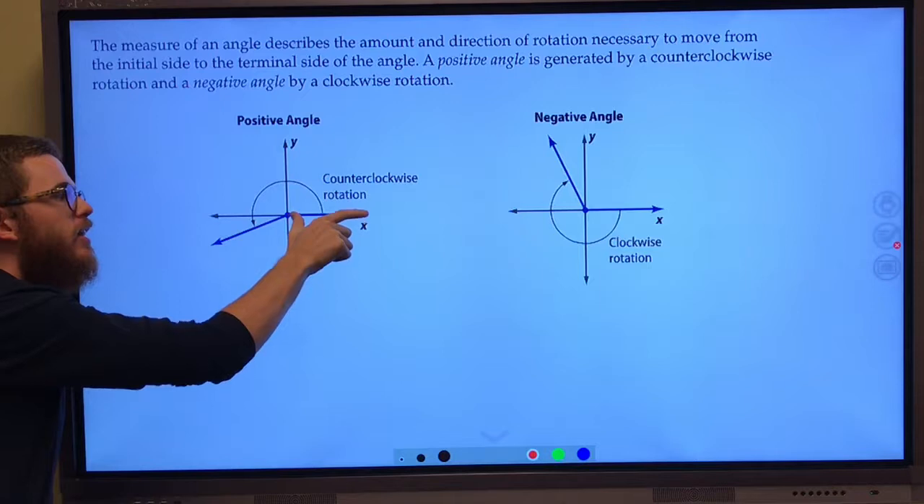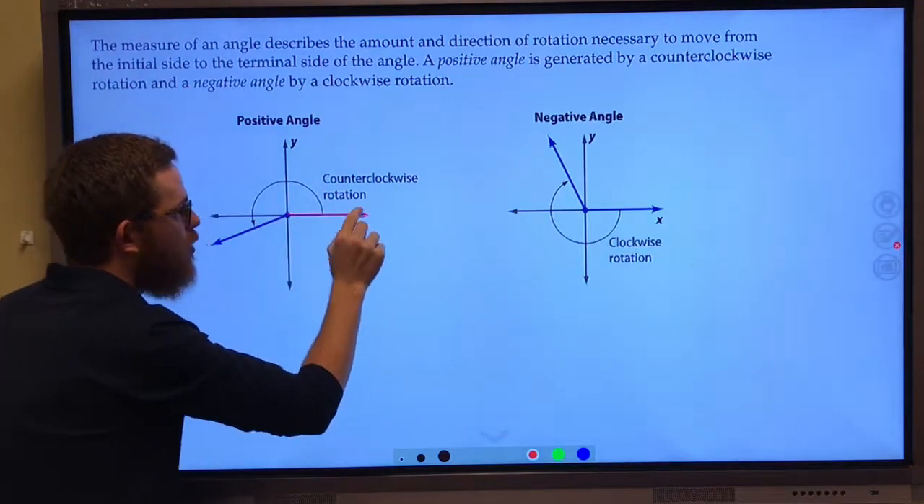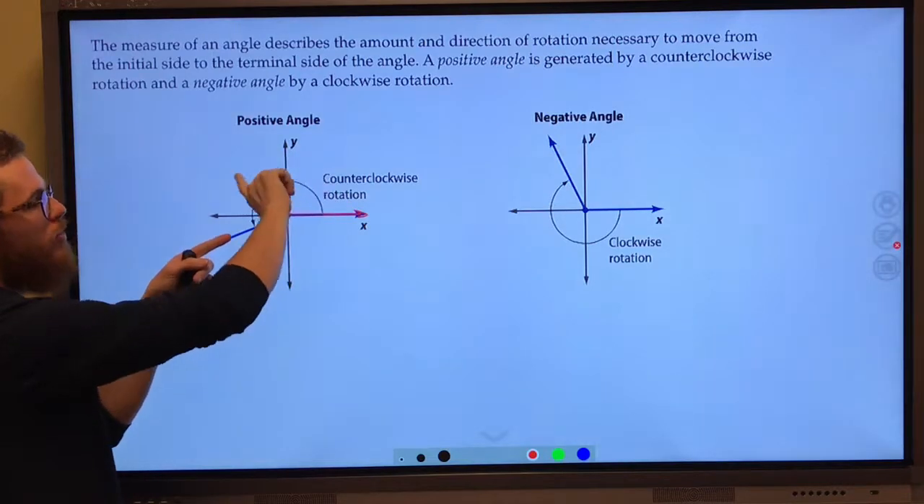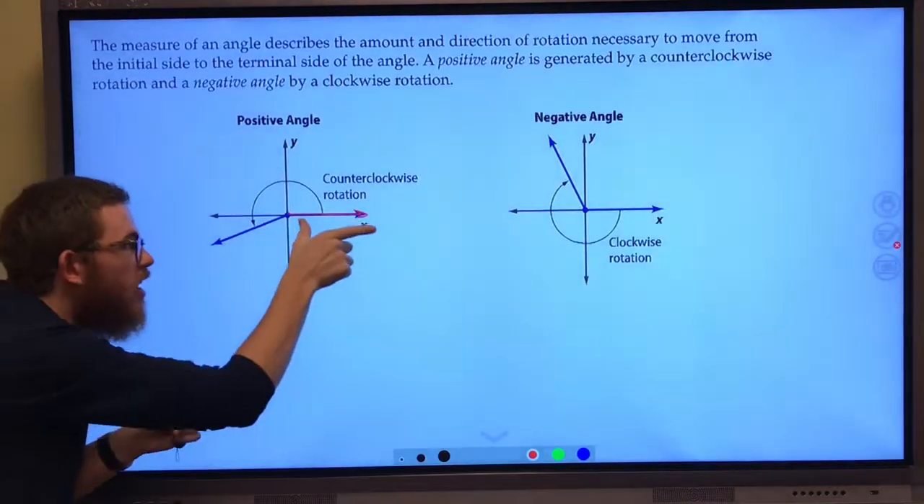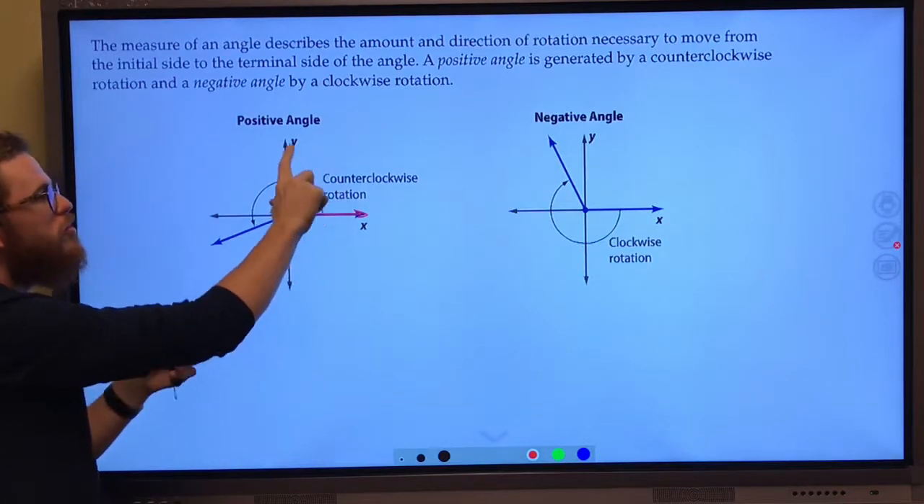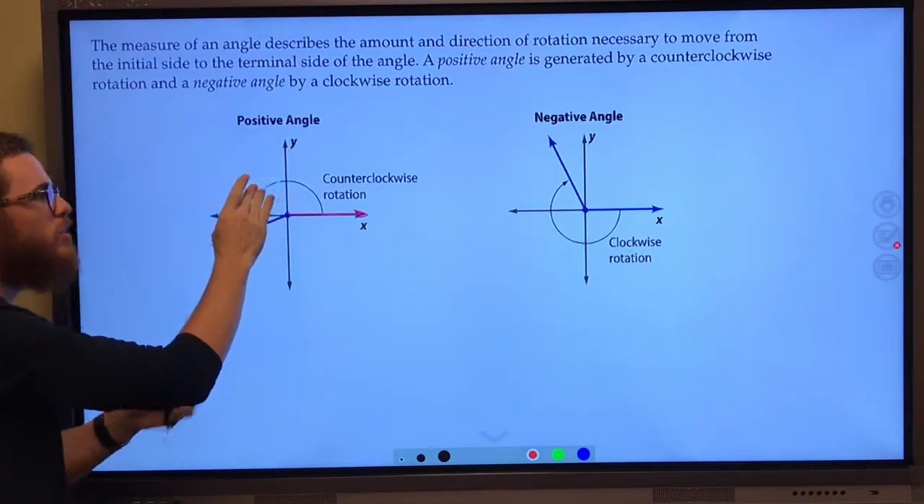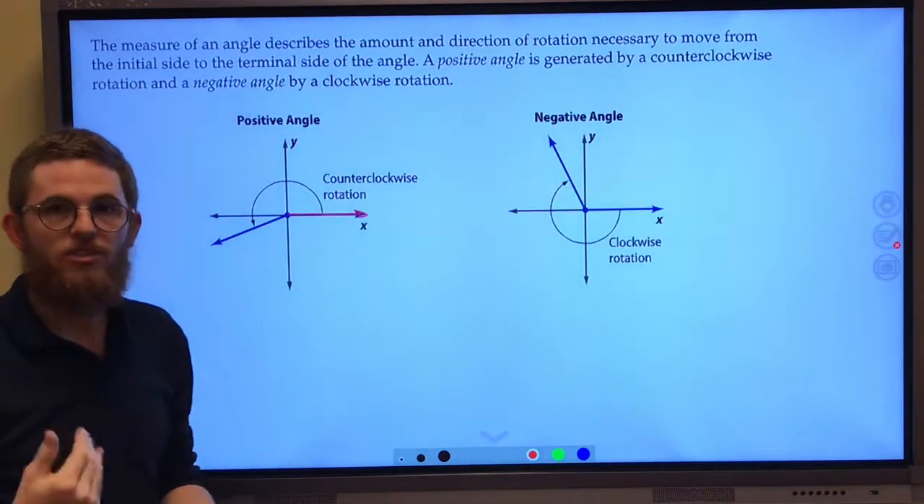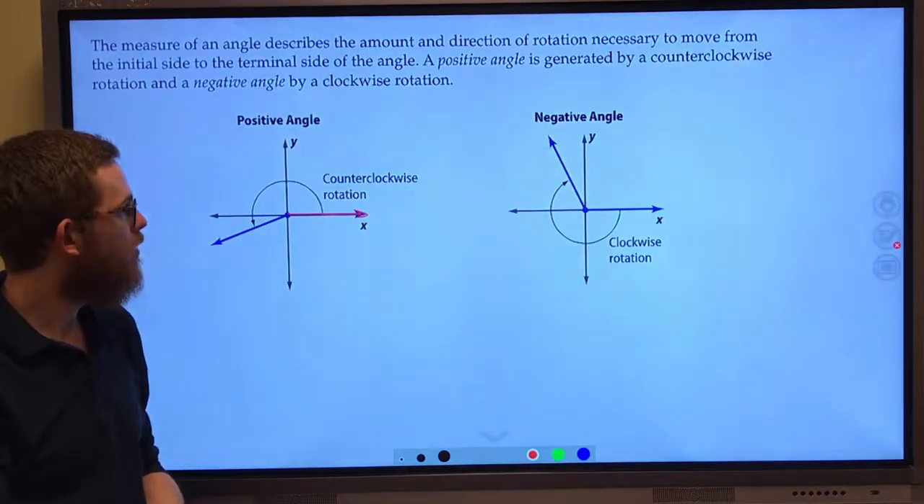If we are rotating it up from our initial side, that is in the counterclockwise direction, and think from that initial side up, even though eventually it starts going down, that is going to be our positive angle. Whatever measurement this is, it's going to be positive.